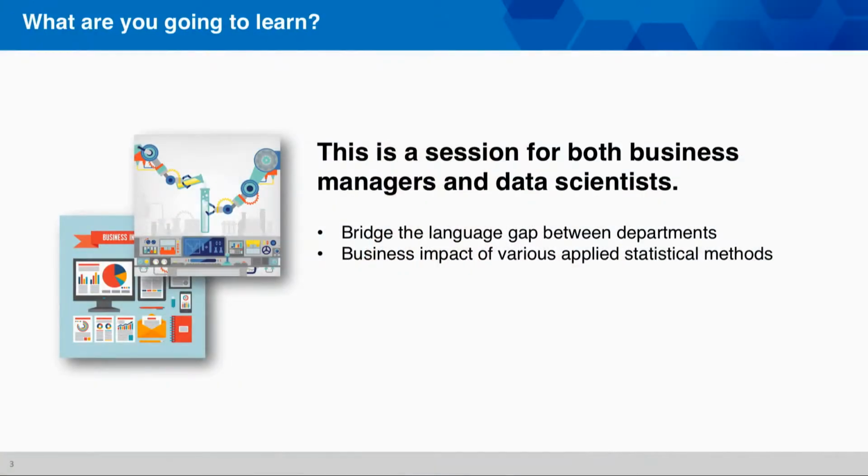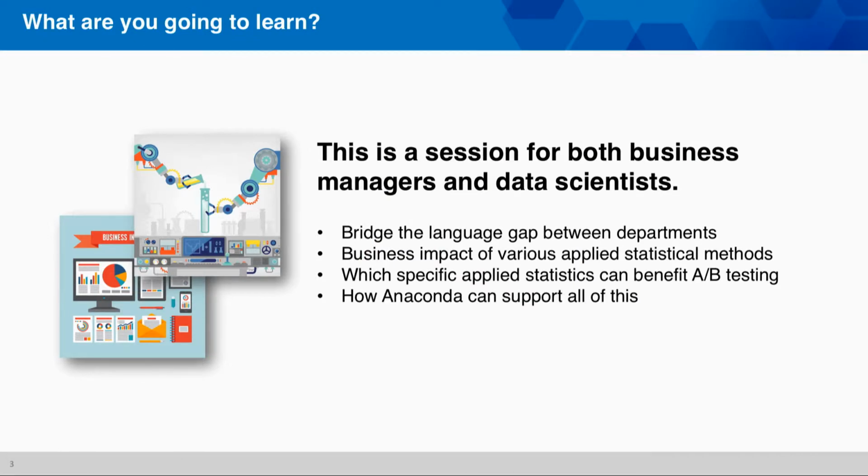First and foremost, what we're going to talk about is how to bridge that language gap between departments, because I find that collaboration is really powerful. We're going to talk about the various business impacts of applied statistical methods, because sometimes it's easier to talk about stats in business terms. And of course, we're going to talk about when you use those in A/B testing. And finally, because we're at AnacondaCon, we're going to talk about how Anaconda can support all of this.